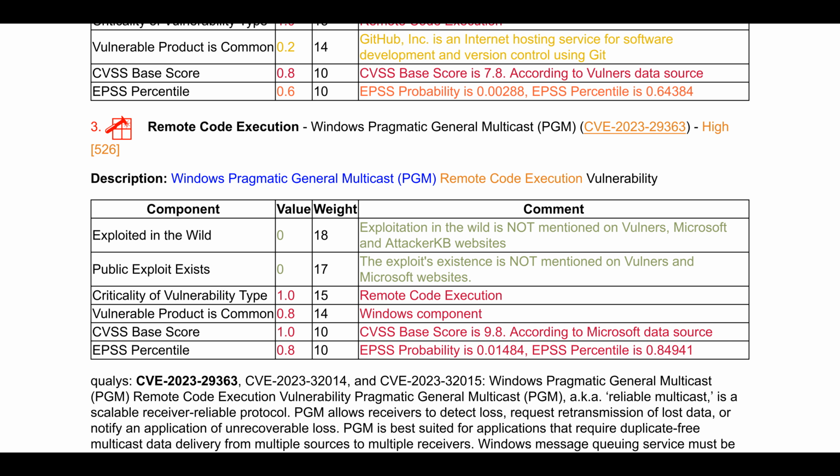PGM is best suited for applications that require duplicate free multicast data delivery from multiple sources to multiple receivers. A remote unauthenticated attacker could exploit these flaws by sending a malicious file to a vulnerable target. Microsoft's mitigation guidance states that for a system to be vulnerable, it must have message queuing services enabled.